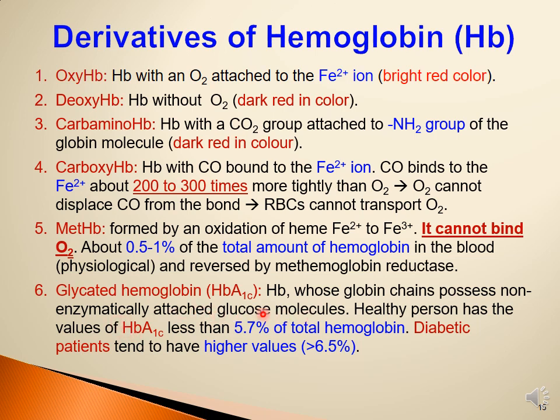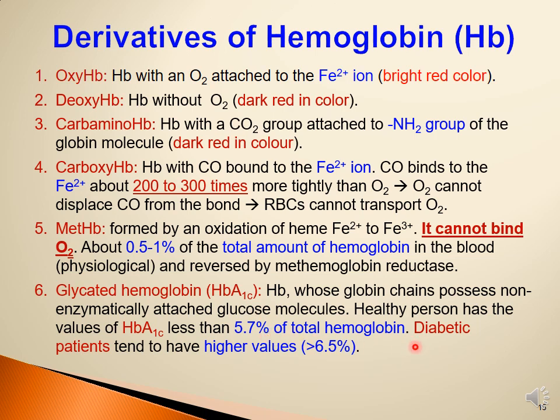So this is hemoglobin whose globin chains possess non-enzymatically attached glucose molecules. As I said, it is normal. The glucose that is present in the plasma will enter the red blood cells and bind to the globin and produce the glycated hemoglobin. Usually, a healthy person has values of hemoglobin A1C less than 5.7% of their total hemoglobin. So if we are not diabetic, our glycated hemoglobin will be less than 5.7%.